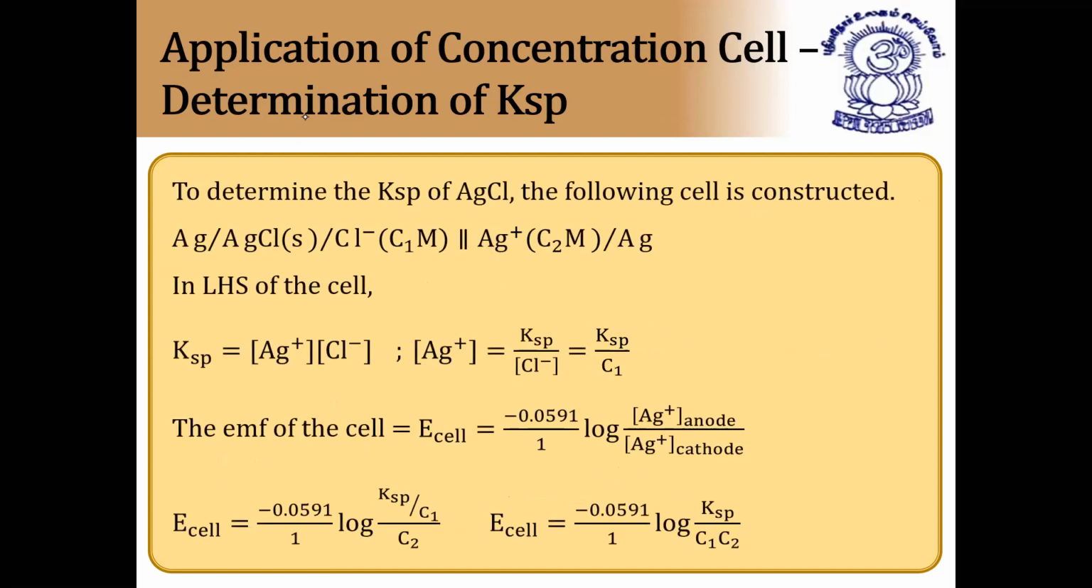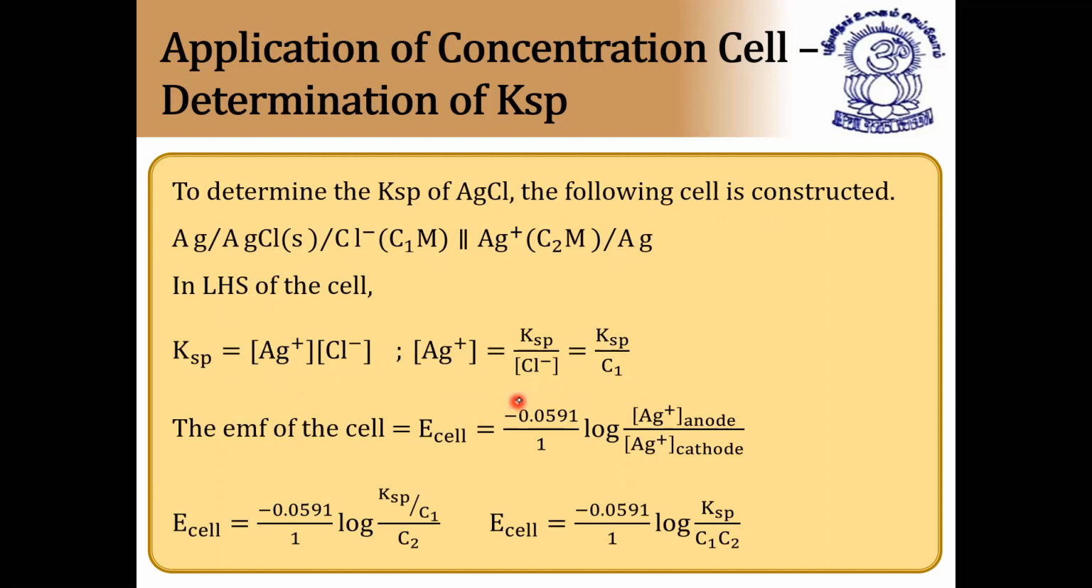To determine the Ksp, the solubility product of silver chloride, the following cell is constructed: Ag, AgCl, Cl minus C1 M, and Ag plus C2 M, Ag. On the left hand side of the cell, Ksp is equal to the concentration of silver plus into the concentration of Cl minus. So Ag plus is equal to Ksp by Cl minus, that is, Ksp by C1. Using the silver Ksp value, you can find the concentration of silver.